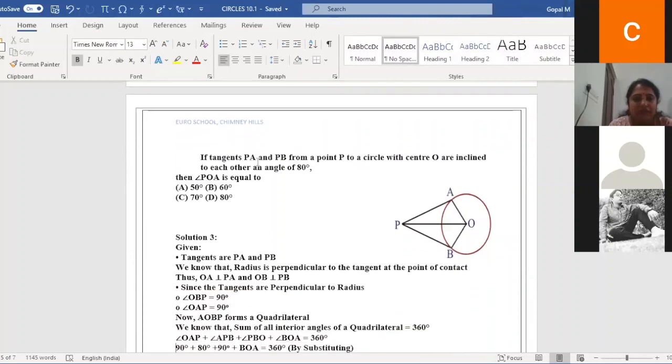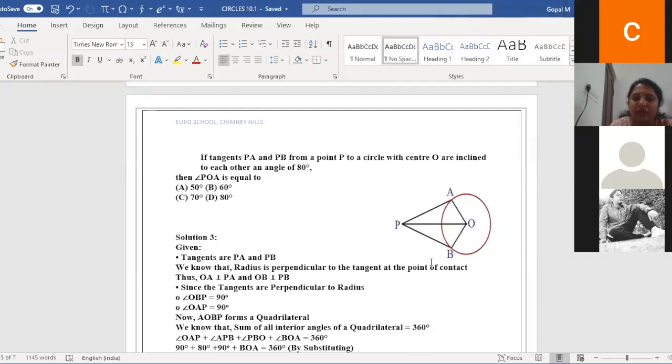Question number 3. If tangents PA and PB from a point P to a circle with center O are inclined to each other at angle 80. So where is 80 here now? Here PA and PB are two tangents. We know that the radius is perpendicular to the tangent. OA is perpendicular to PA and OB is perpendicular to PB. This we have learned from theorem 10.1. Here also we know that angle OAP is 90 and also angle OBP is 90.